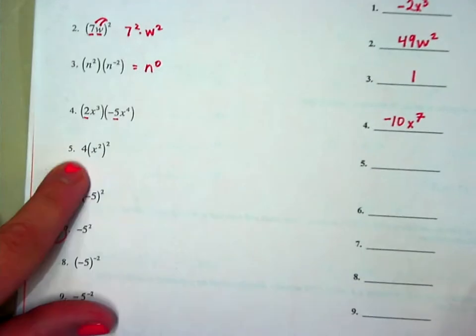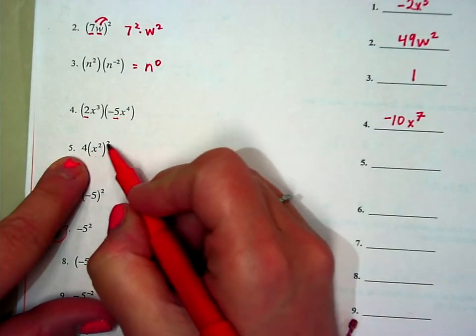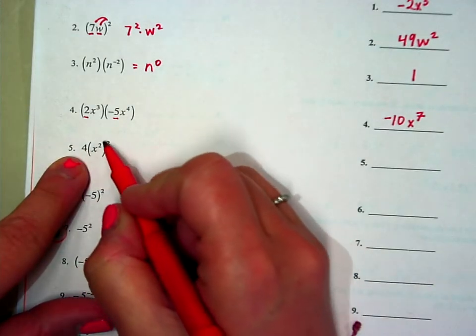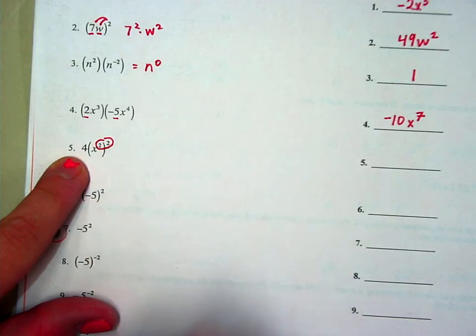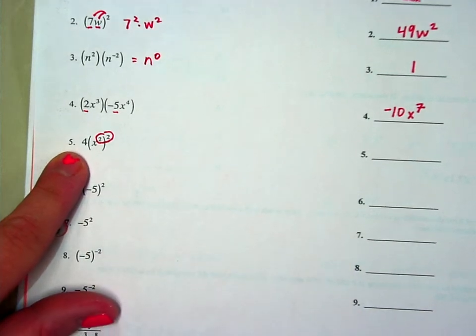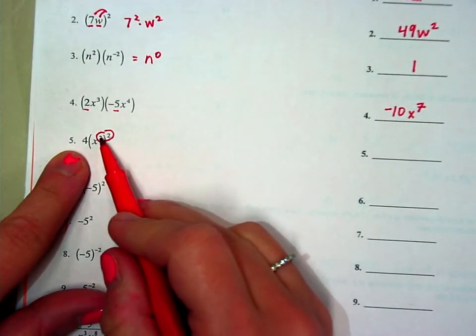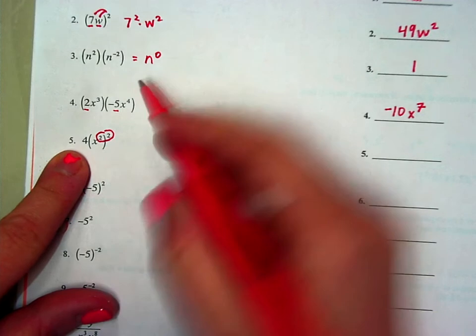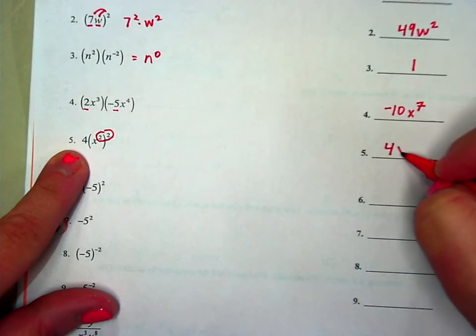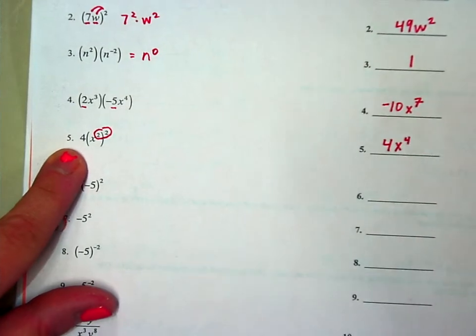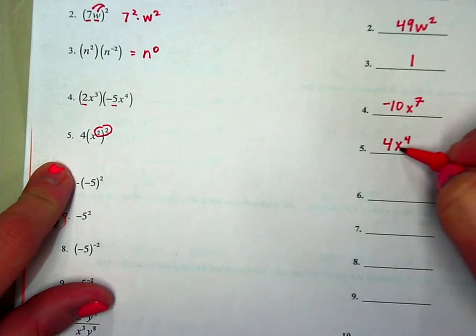Number 4, before I can multiply by this 4, I have to square this term here. Think about what you do with these two exponents, right? Since you're raising this power to this power, that's multiplying the exponents. So your coefficient would be 4, and you would have x to the 4th as your power on the x.